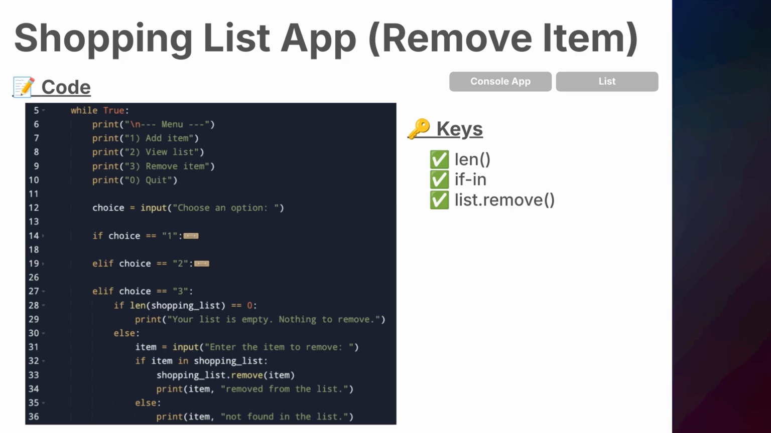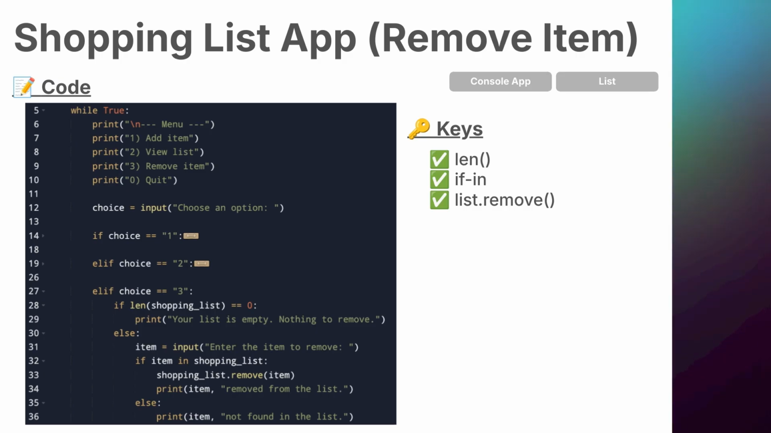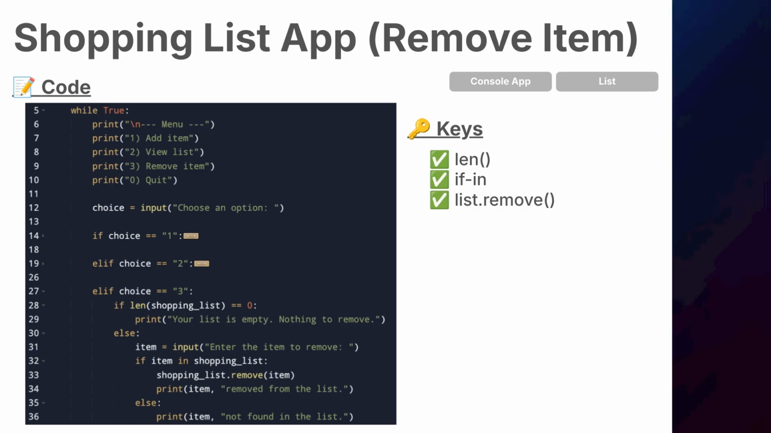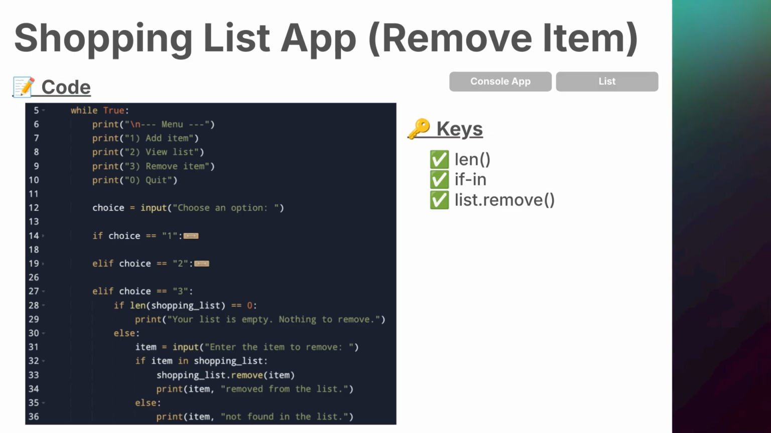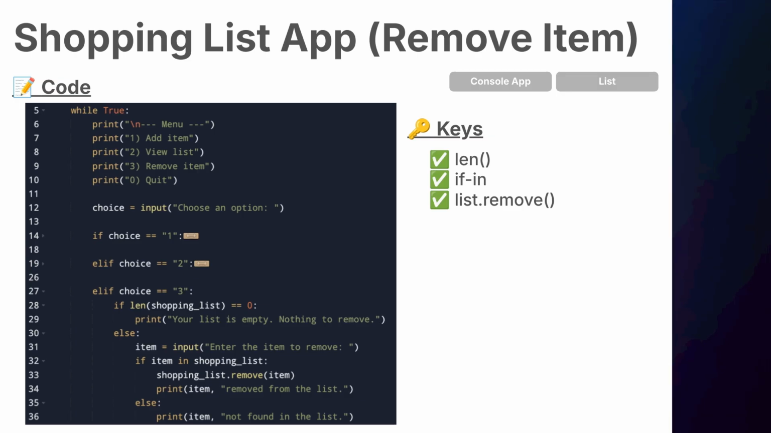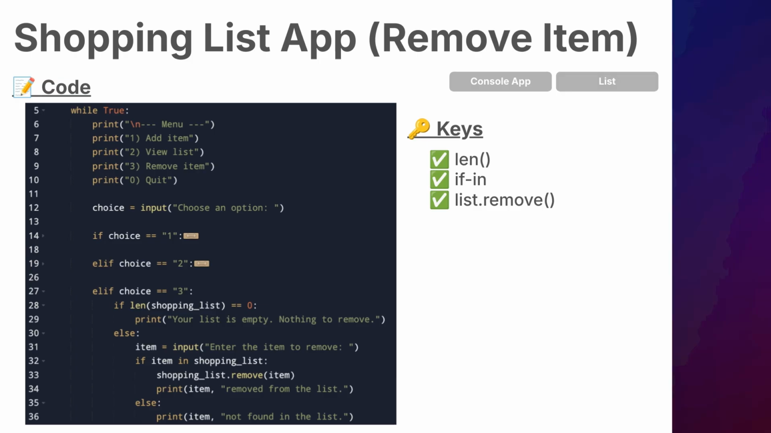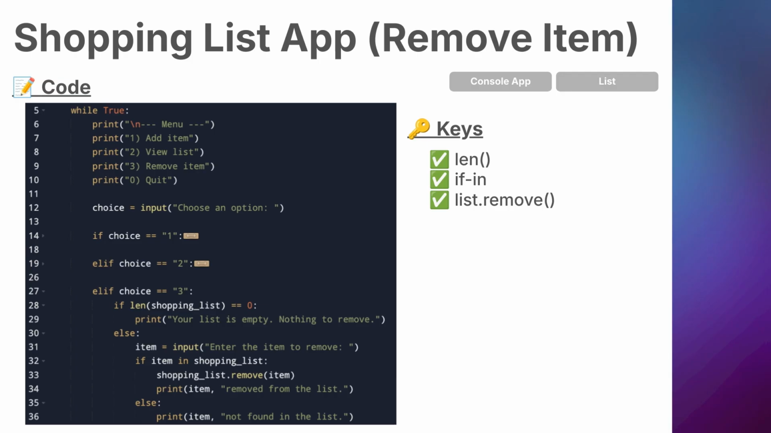Okay, let's add a remove option to the shopping list app. First of all, let's add a new option, remove item. When the user selects option 3 from the menu, the program first checks if the shopping list is empty by using len. This prevents the app from trying to remove something when there's nothing in the list. If it's empty, the program simply says there's nothing to remove.